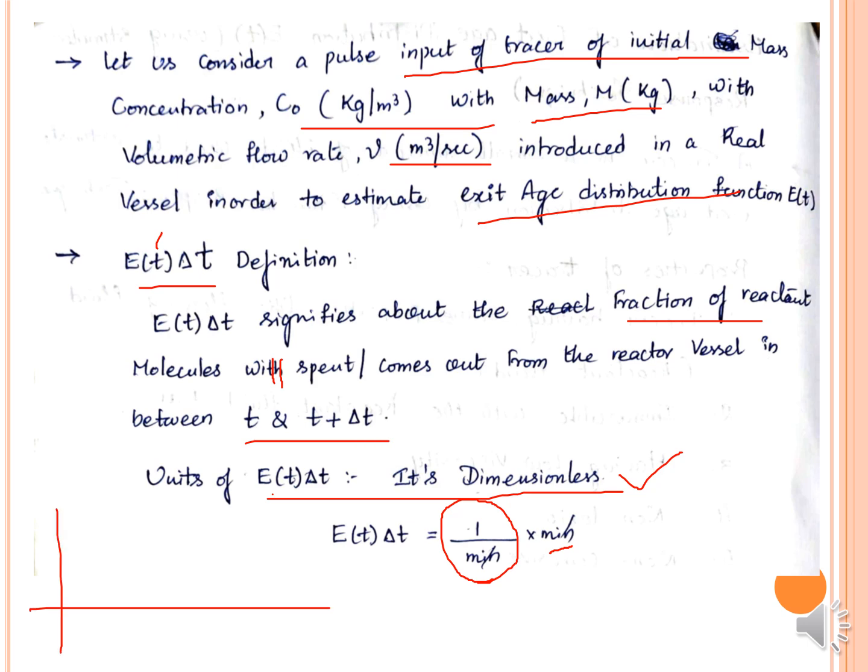5 ml of acetic acid we have introduced in the reactor. We are conducting the experiment. We have started at 10 o'clock. At 10:30 I'm going to finish my experiment. That means 30 minutes of time is required.